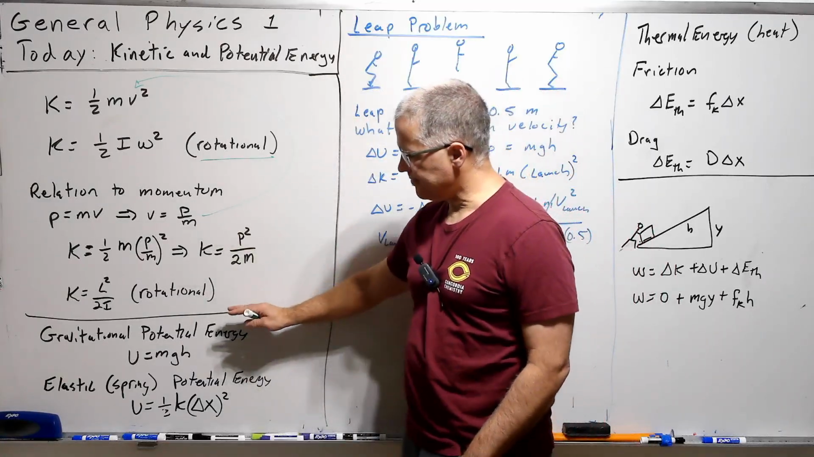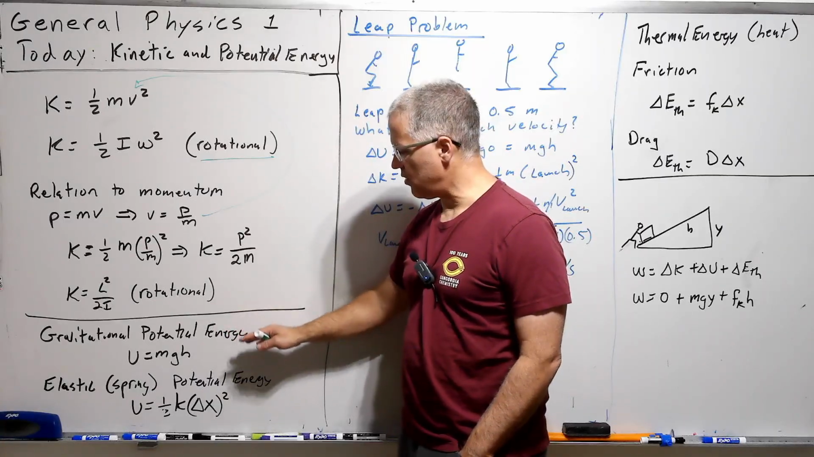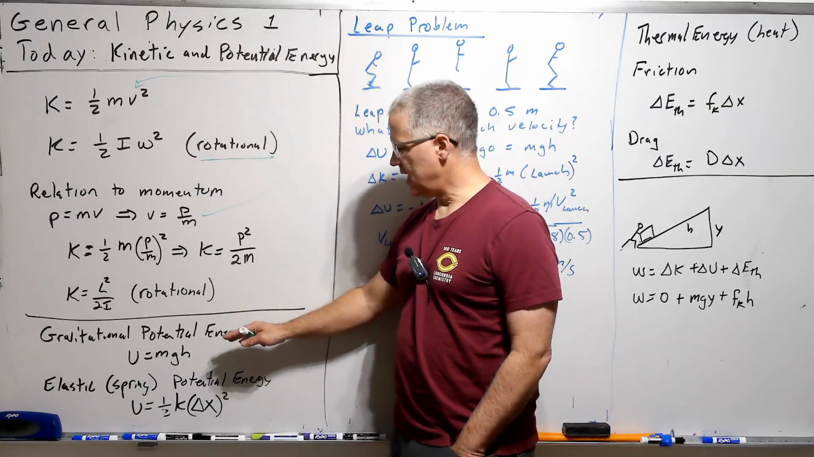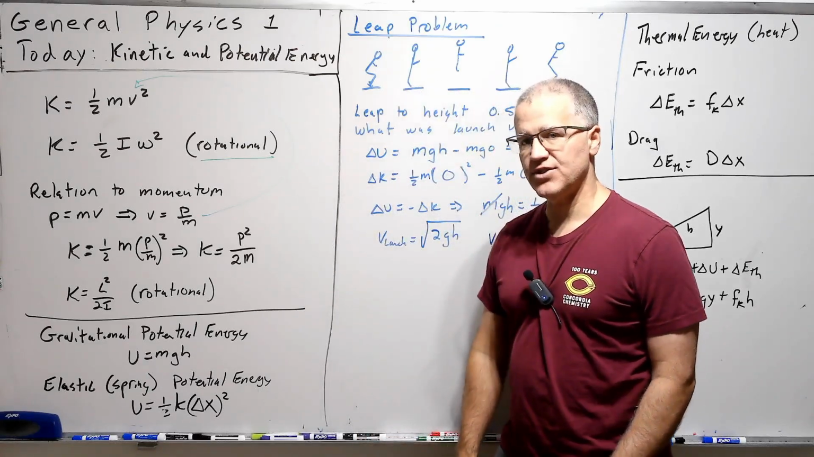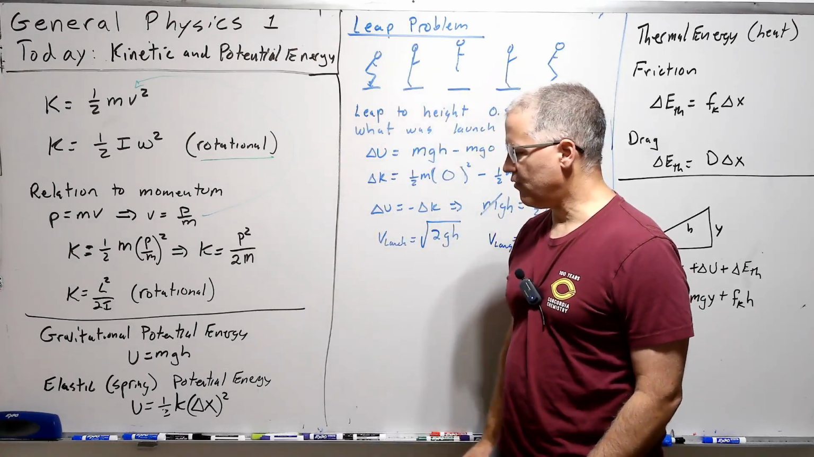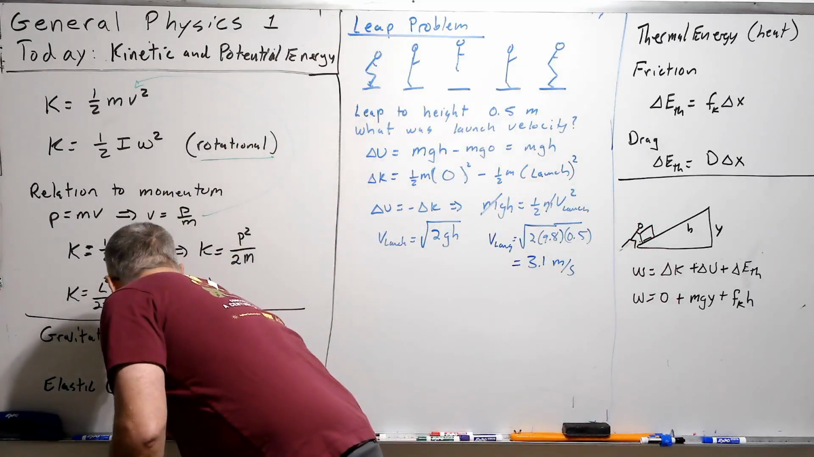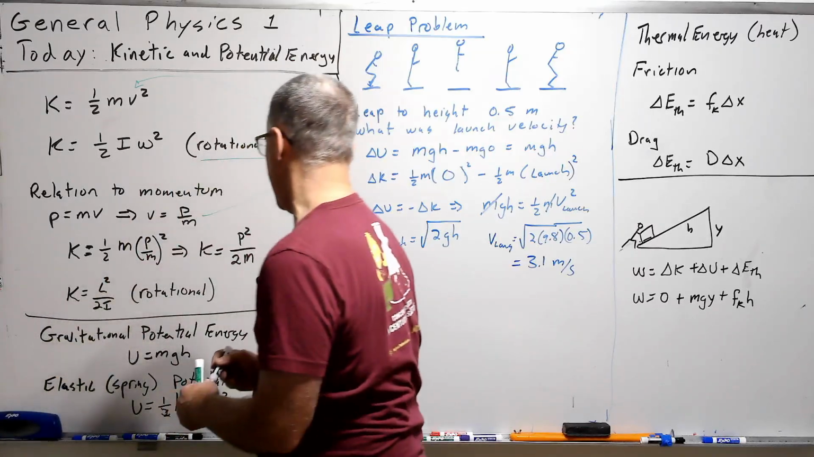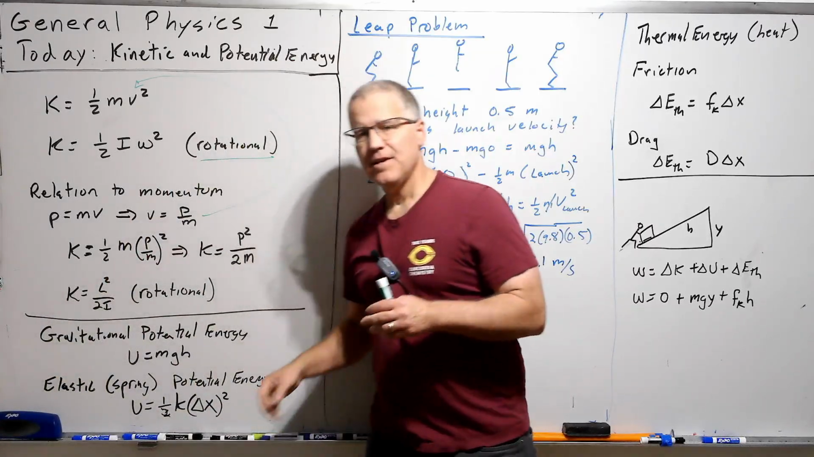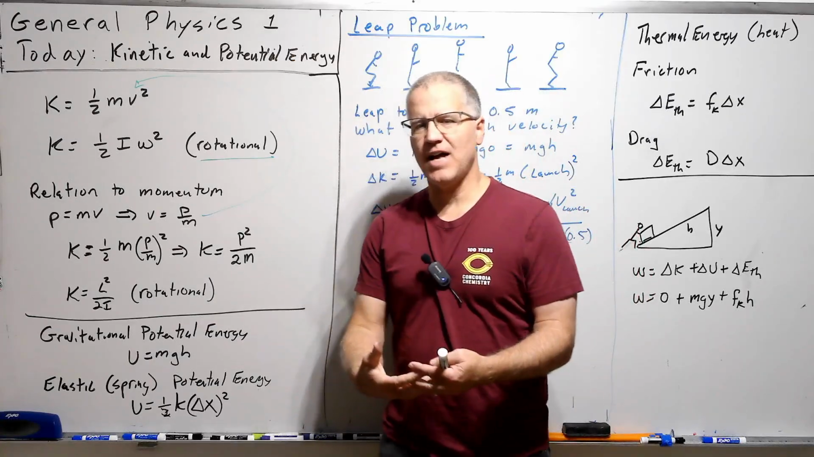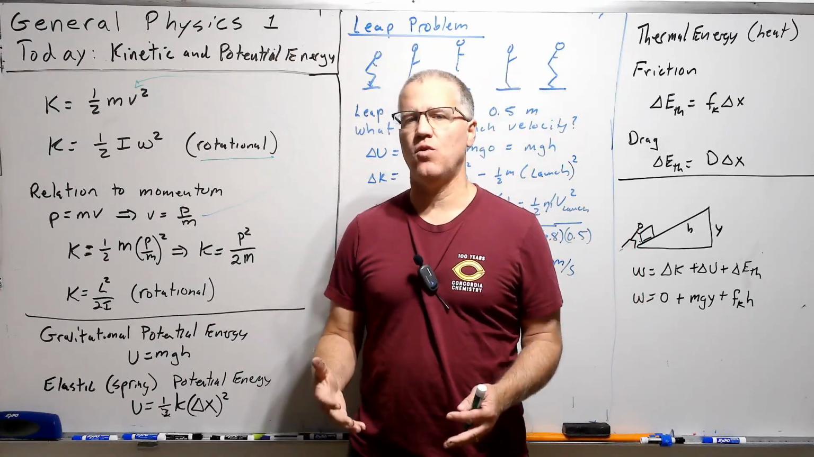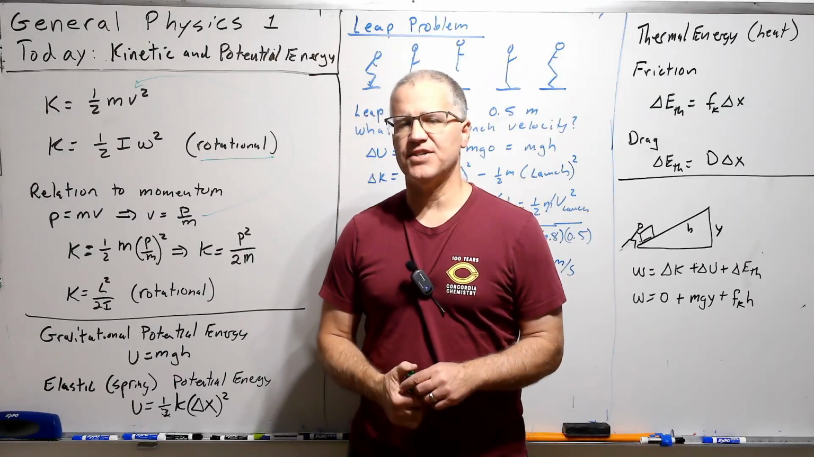Okay, here are some formulas for potential energy. Potential energy in a gravitational field is mgh, and for a spring, it's 1/2 k delta x squared. Now if you're remembering from last time, you might be thinking, don't we have to only talk about energy as a difference?